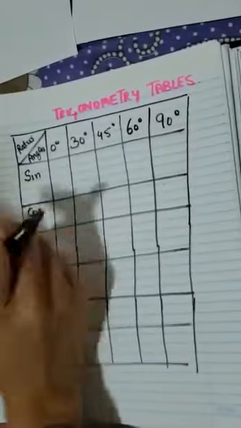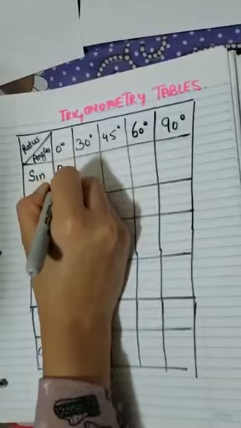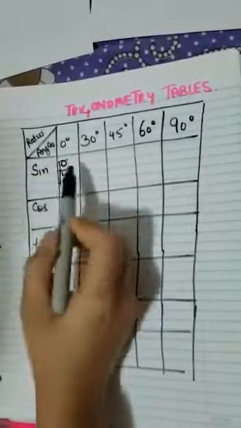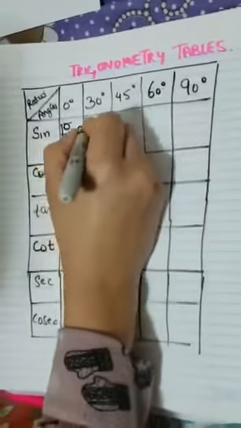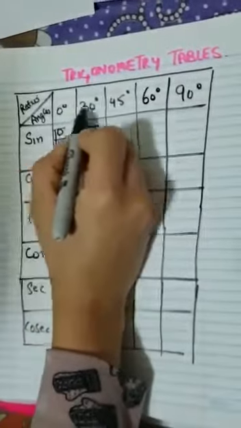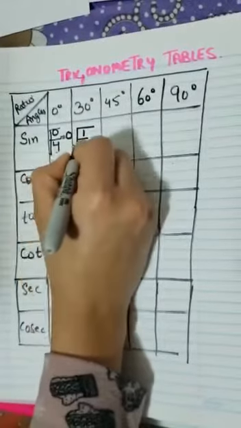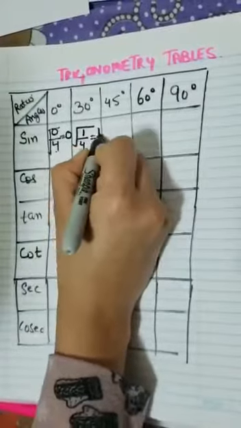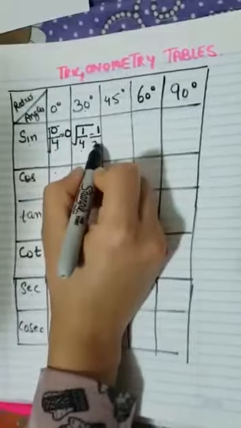So, sine 0 degree. To find the value of sine 0 degree, we take 0 divided by 4, under root. We know that 0 divided by 4 is equal to 0. Next, to find the value of sine 30 degree, we take 1 divided by the same value, 4. Under root 1 is 1, and under root 4 is 2, so that is equal to 1 by 2. So the value of sine 30 degree is 1 by 2.